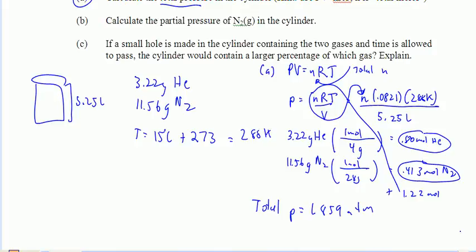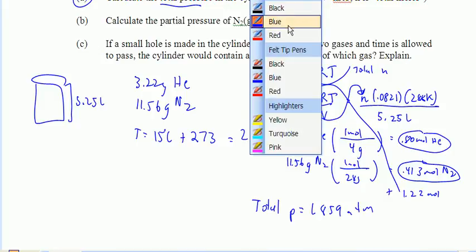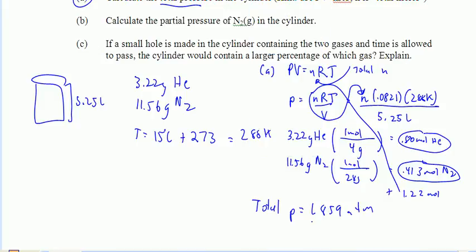All right, I'm back. We got total pressure equal to 1.859 atmospheres. So that's the answer to A. Let's go over here and do B.